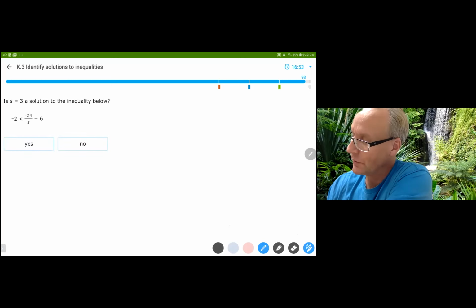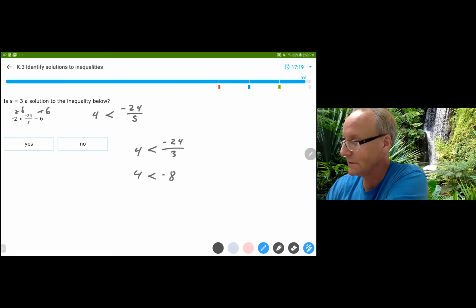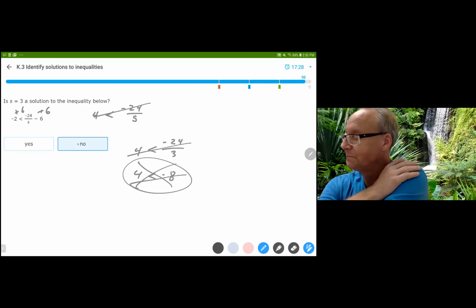This one I'm going to add 6 to both sides, do a partial solution. It's going to give me 4 is less than negative 24 over s. Now I'm going to substitute the 3 in, and I'm going to get 4 is less than negative 24 over 3. And I want to know, is this true? And it certainly is not. Negative 8 is not greater than 4. So none of these are true. Negative 8 is certainly not greater than 4. So that is a no.